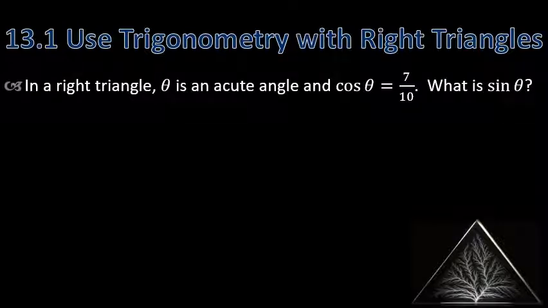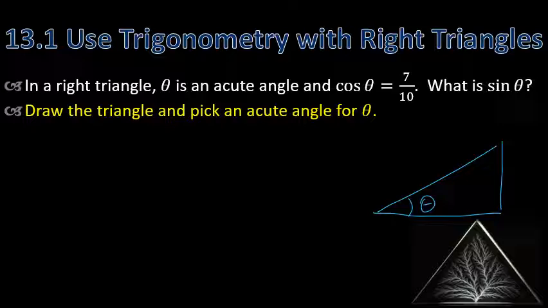Let's try another one. In a right triangle, theta is an acute angle and cosine of theta is 7 over 10. What is sine of theta? Well, let's start by drawing the triangle and picking one of the acute angles for theta. So there's my triangle, just some random triangle. I picked an angle for theta.